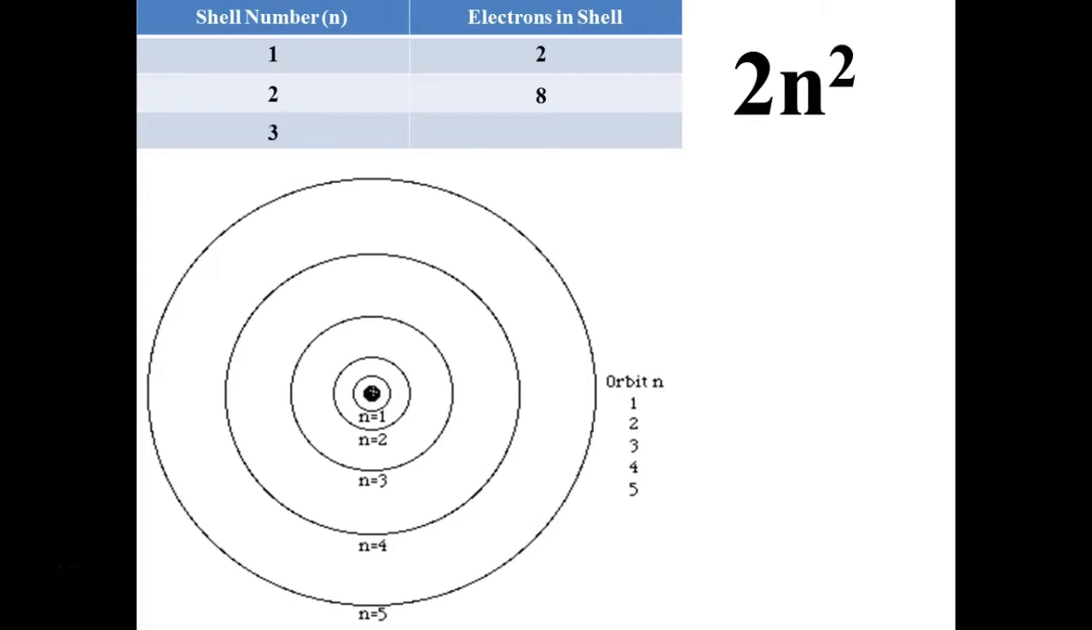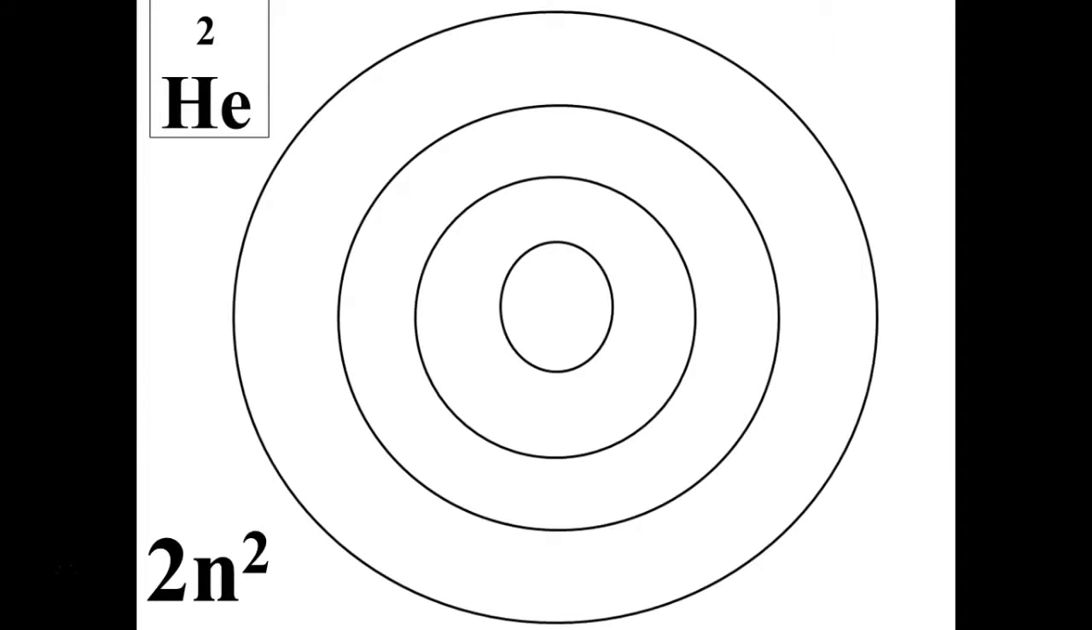What about for the next energy level 3? Well, you would get 18, because first you square the 3, and then you multiply that 9 you just got by 2. And that's, again, the maximum number of electrons that can fit in the energy shell. It doesn't mean you're going to have that many, but it's the max that it can hold.